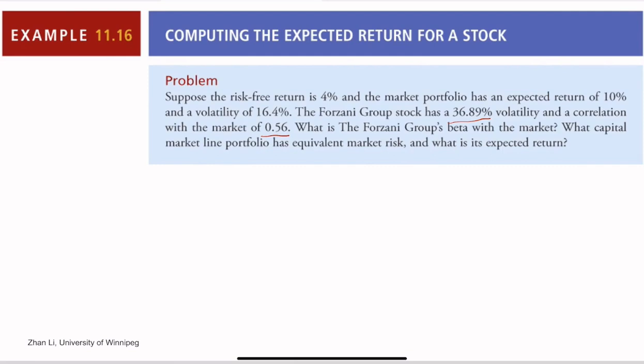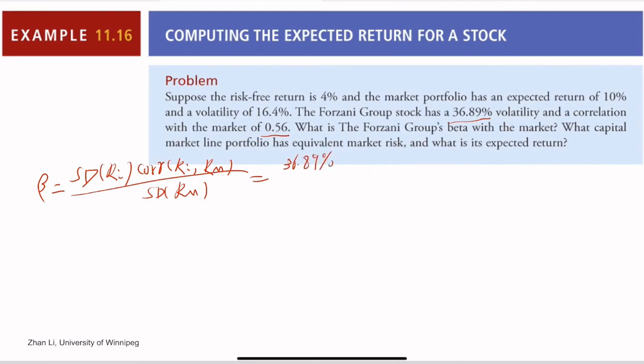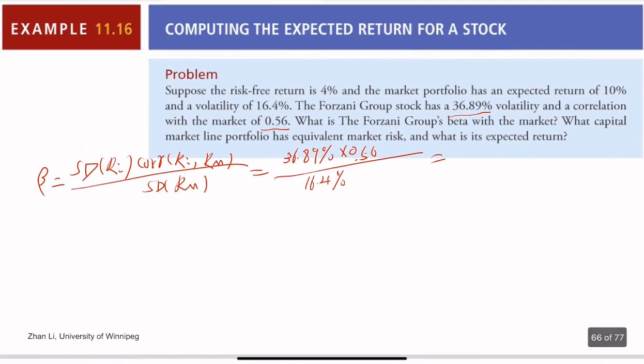Okay, the first question is about calculating beta, right? So we know that beta equals the standard deviation of stock i times the correlation of stock i with the market, divided by the standard deviation of the market return. So I believe we could just directly plug in numbers. It's 36.89% times the correlation, which is 0.56, divided by the market volatility, which is 16.4%. So this gives us 1.26.